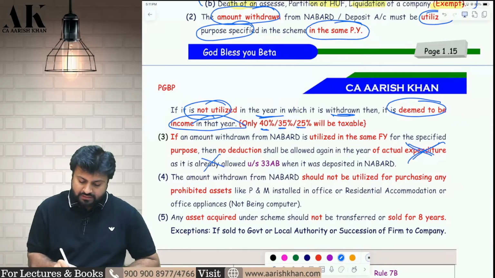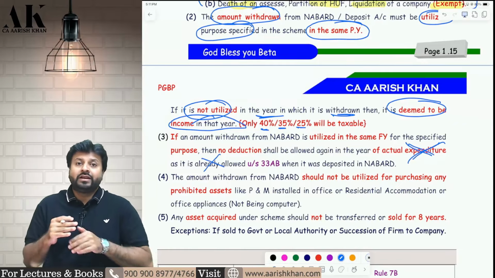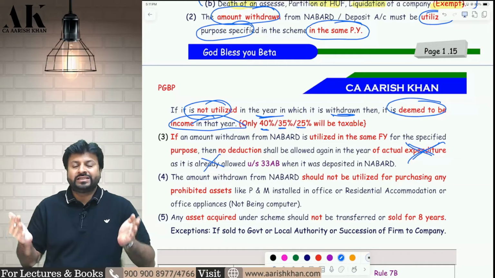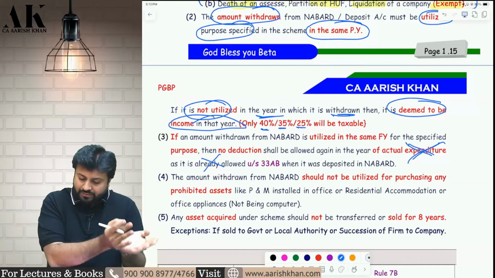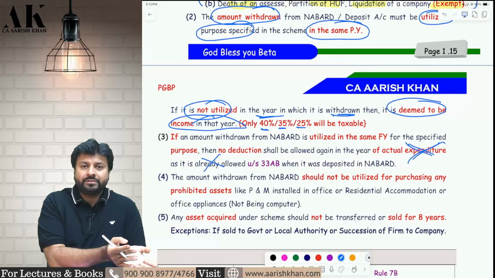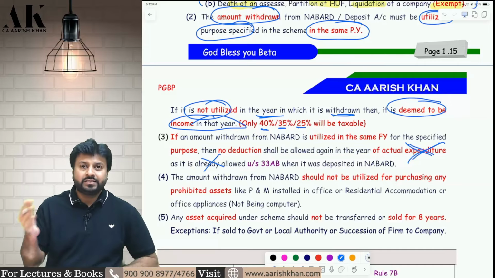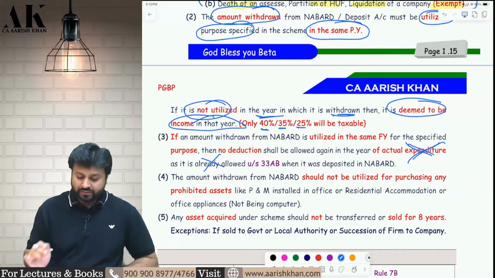The deduction of expenditure will not be allowed to you, because that will lead to double benefit of tax. I have told you this already in the class. So if I withdraw 10 lakh rupees and use it for the purpose of incurring some expense like salary, rent, electricity expenses, then that expenditure will not be allowed as deduction.